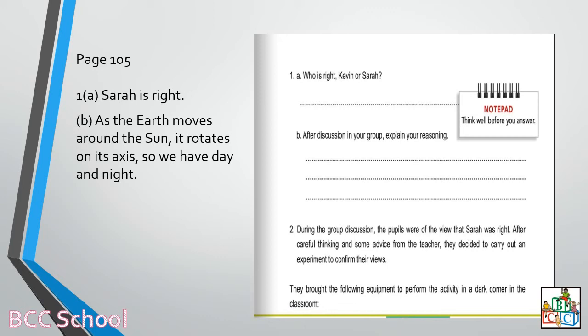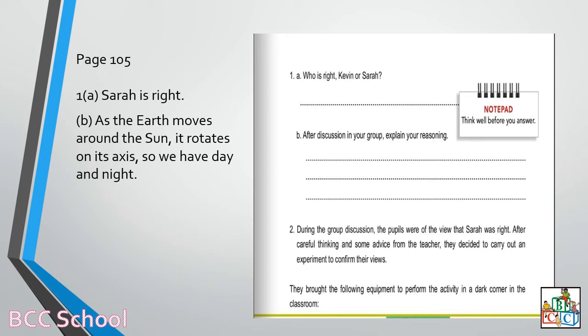After discussion in your group, so unfortunately you do not have a group, so you are going to read by yourself and explain your reasoning. You have to explain why Sarah is right. Sarah said the sun is always emitting heat and light. It is the rotation of the earth on itself that causes day and night. She is right. So, your reasoning, you have to explain.